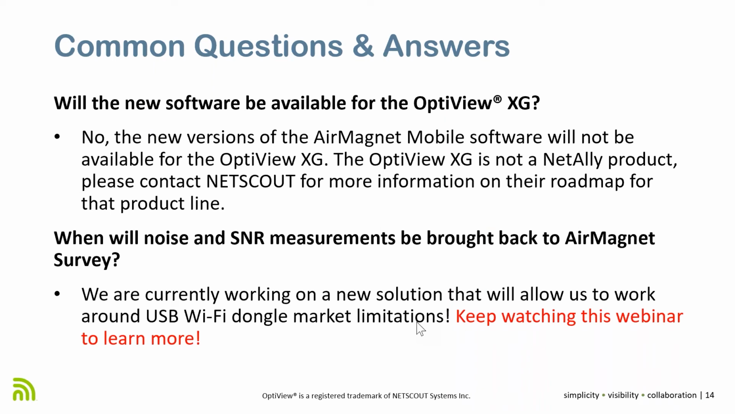Another common question you may have: will the new software be available for the OptiView XG? The answer is no. These AirMagnet mobile releases, including Survey, Spectrum XT, and Wi-Fi Analyzer, will not be available on the OptiView XG. The reason for that, as you may imagine, is that the OptiView XG is not a NetAlly product. If you are interested in knowing what the roadmap for that product is, please contact the vendor, and they should be able to provide you more information.